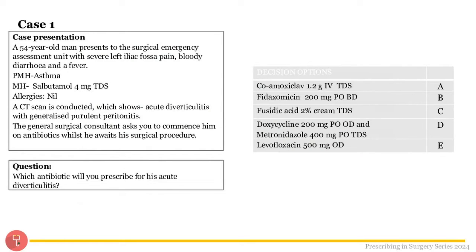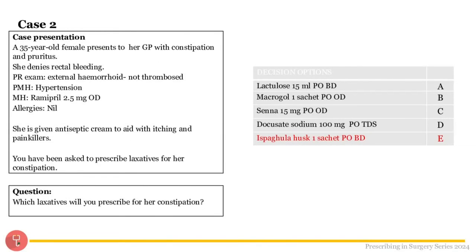Okay, any responses? Okay, fine. So the answer is actually E, which is ispaghula husk. The reason why is that in the BNF it says that in patients with hemorrhoids, if constipation is reported, it should be treated using a bulk forming laxative. So options A and B are osmotic laxatives, option C is a stimulant laxative, and option D is a stool softener as well as a stimulant laxative.